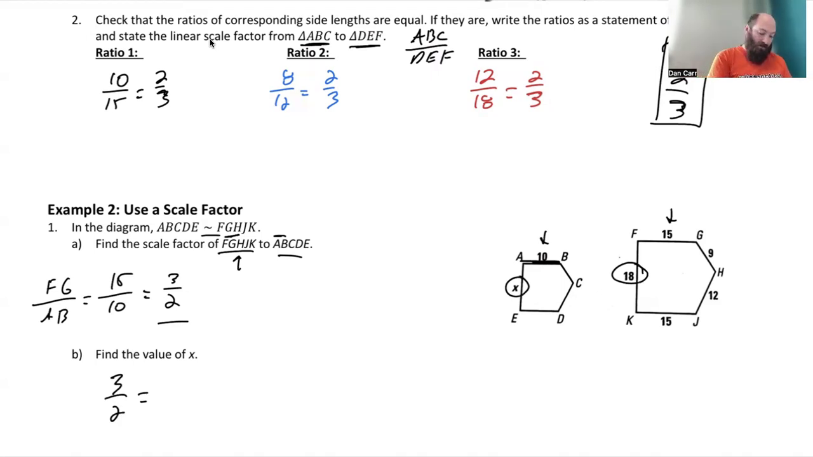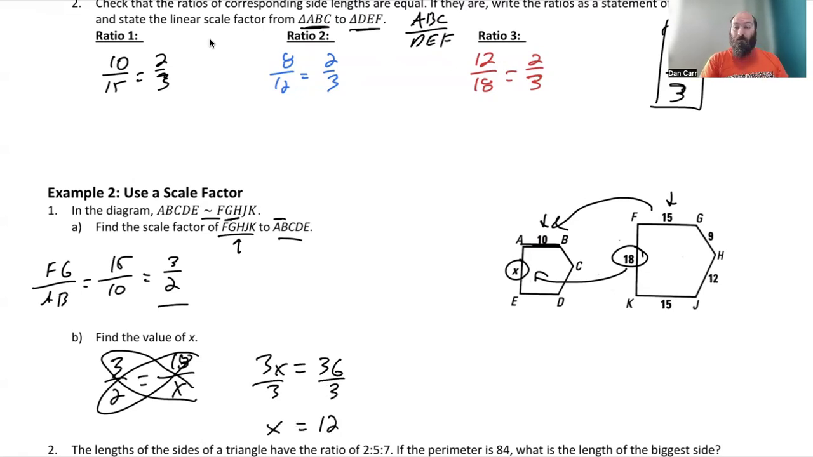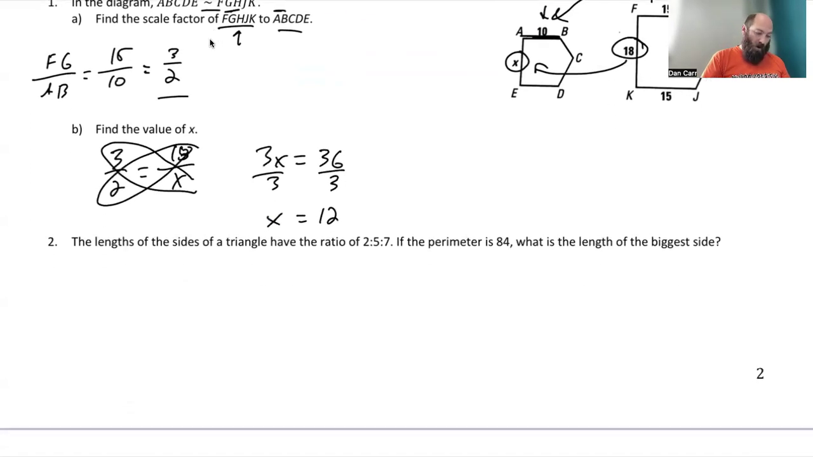So I did 3 over 2. I said x over 18. That's going to be 18 over x, because I did 15 over 10. 18 goes over x. You have to be consistent. If I do bigger over smaller, small over bigger, just have to be consistent when you set that up. When two fractions are equal to each other, we can cross multiply them. So we get 3 times x is equal to 2 times 18. That's going to give me 36. Divide by 3, and I get x is equal to 12. Okay.